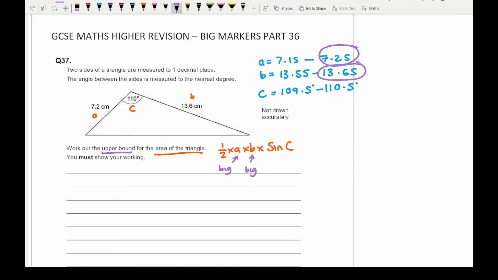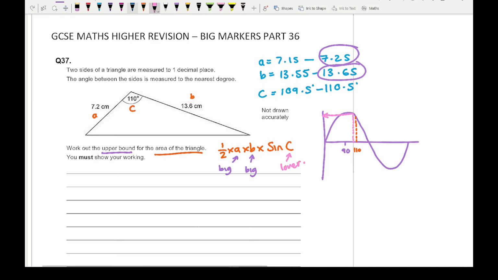And for C, if I start by drawing the sine graph, and that's going to be a 90, so 110 is somewhere around about there, just for argument's sake. Now what I want to know is what's going to give me a bigger value? Is it when C is 109.5 or when C is 110.5? Now from the graph, we can actually see that when it's 109.5, it's going to give me a bigger value here. So what I then need to use for C is the lower bound.